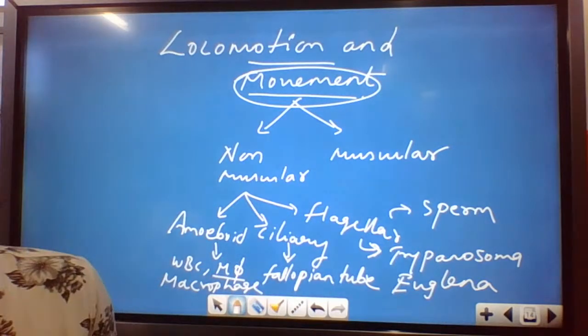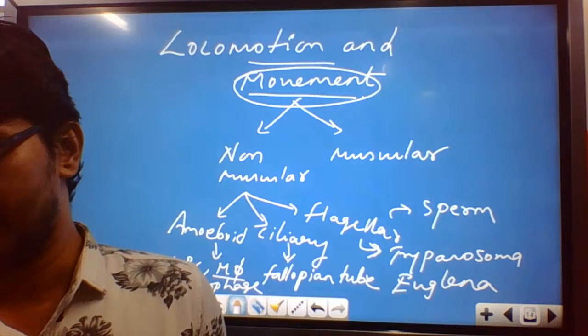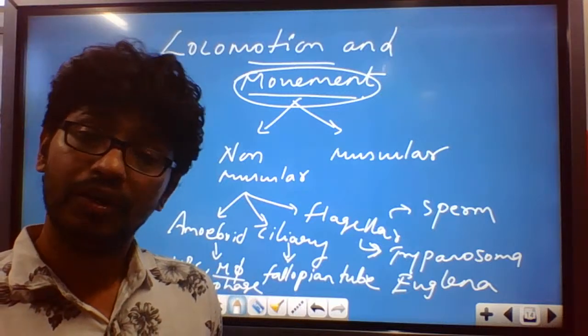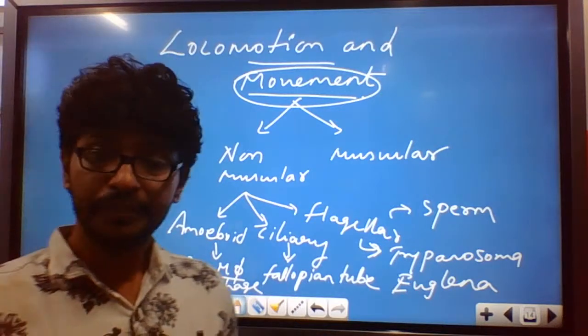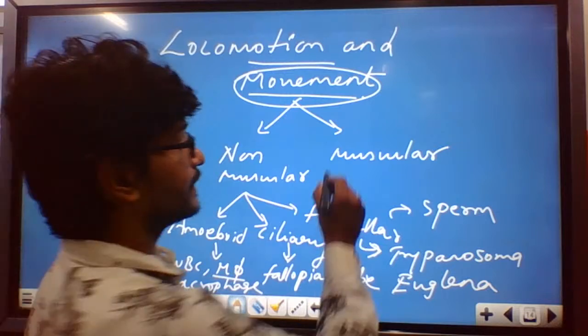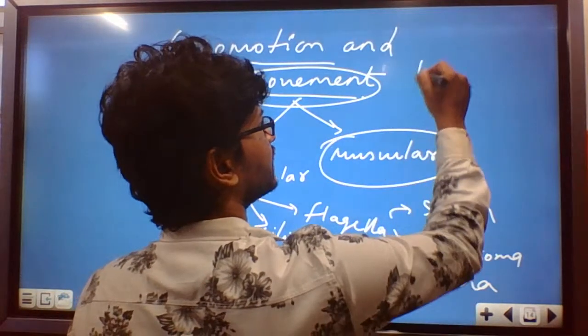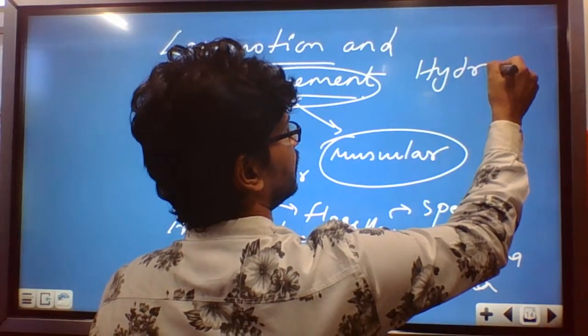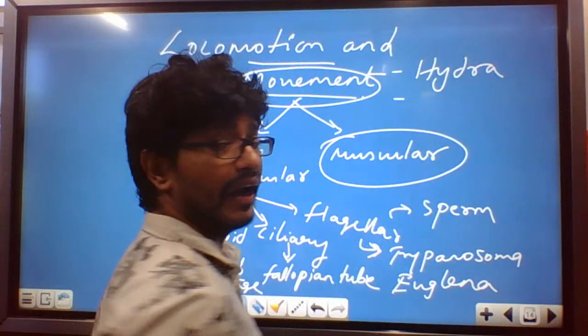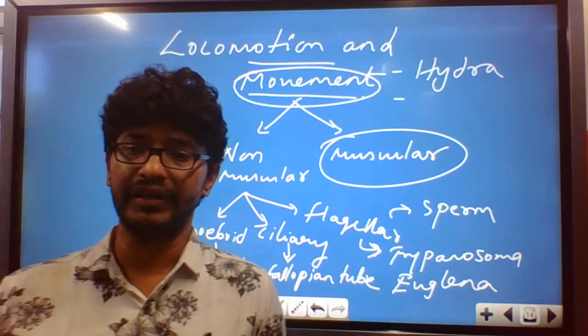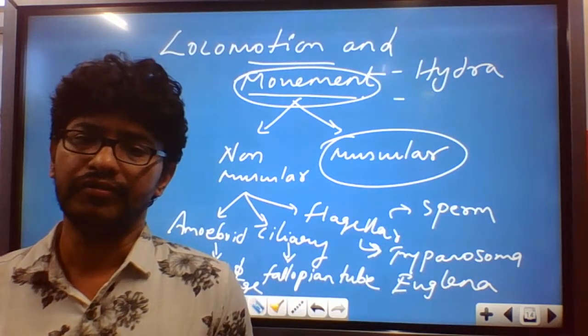Coming to muscular movement. We have muscular movement in the lower organisms. Before we go to human beings, in muscular movement there are a few other organisms which also show muscular movement. For example, you take Hydra, and dinoflagellates, you have heard of.